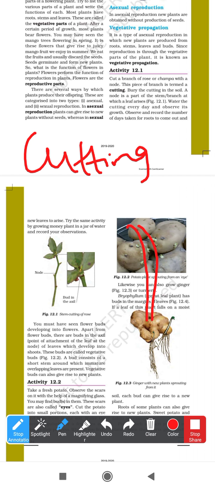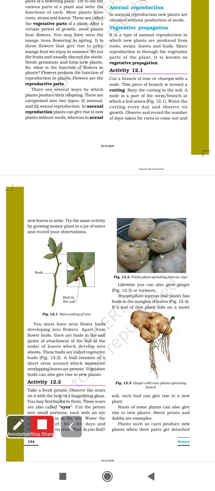plant will grow. It simply means that you don't need a seed for growth, you just need a simple stem for your growth. So this method is called the cutting method, right? So that is stem cutting of a rose.